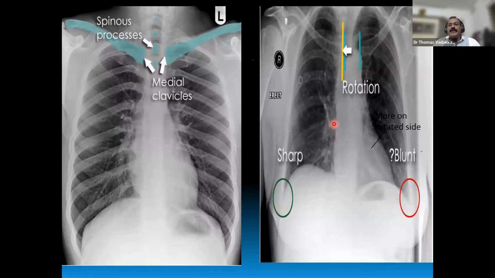You can see the right heart border is not seen over here, and the right base is more radiolucent, and here you can see it is a little radio-opaque. You are doubtful whether you have any minimal blunting or not. So these are the confusions which will be created by rotated films.